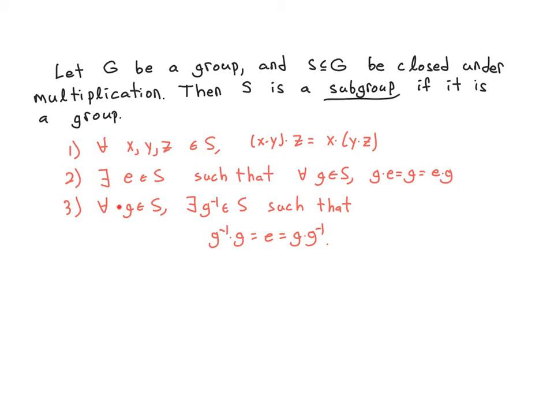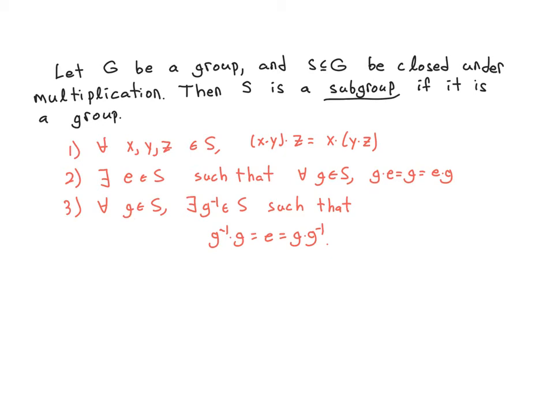Finally, every element in S is invertible. For all g in S, there exists a g inverse, so that g inverse dot g is equal to the identity. So the main point is that you found there's an identity and there are inverses.